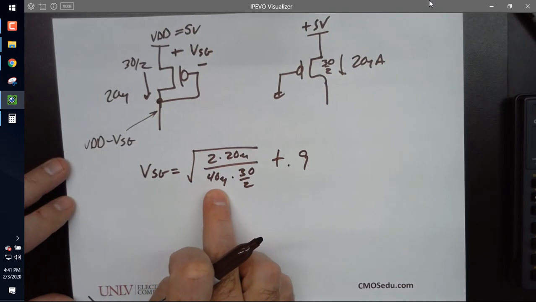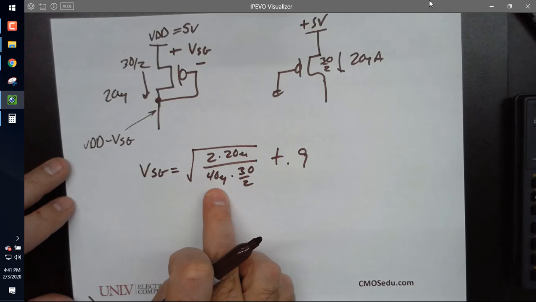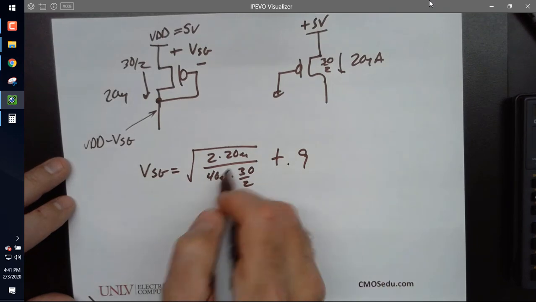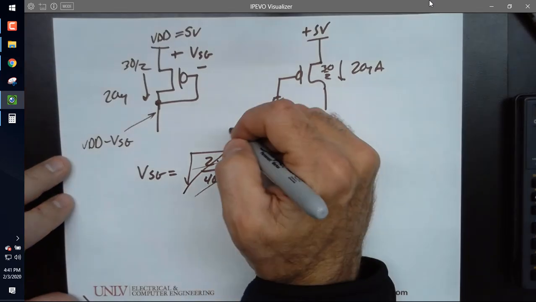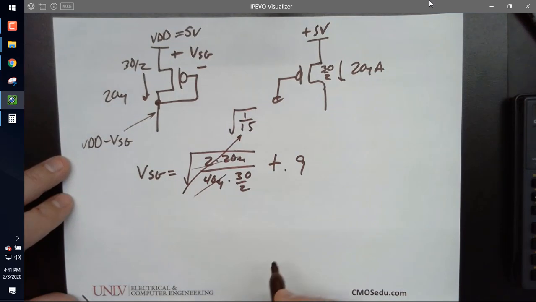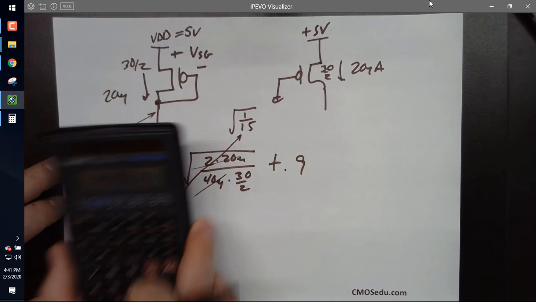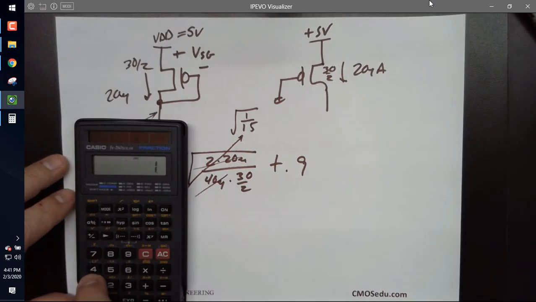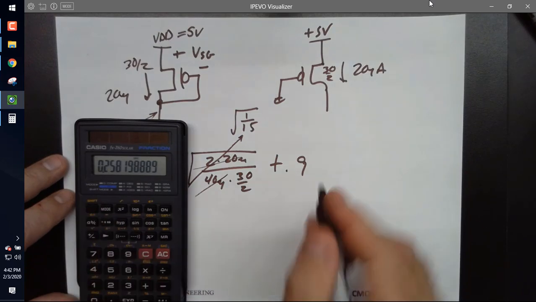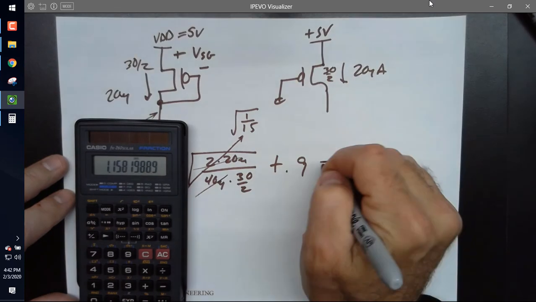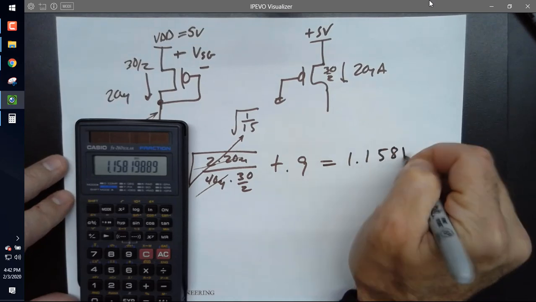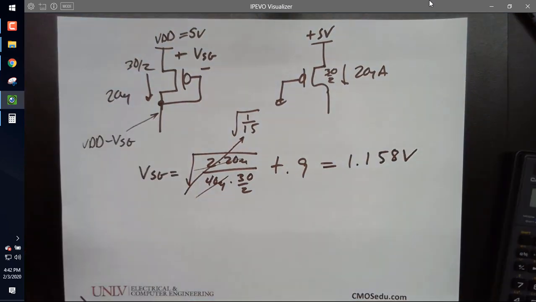Transconductance parameter, Kp sub p. So what can I do? Boom, boom, and this becomes the square root of... looking good? Let's calculate that. 1 divided by 15 equals, shift square root, plus 0.9 equals 1.158 volts. Here's where we get a mistake.